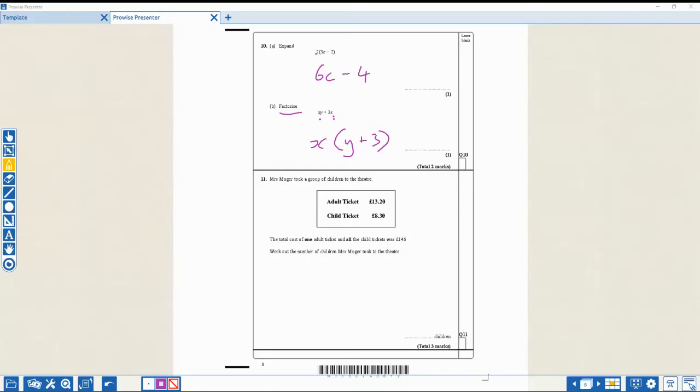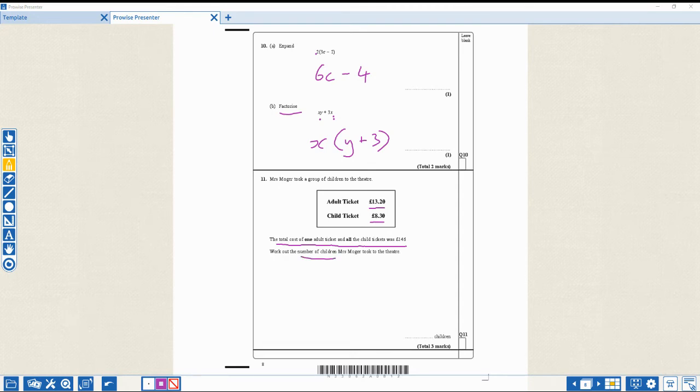Question number 11. It's about someone who takes some children to the theatre. We're told an adult ticket's £13.20, a child ticket's £8.30. We know the total cost of one adult ticket and all the child tickets was £146. We've got to work out the number of children that were taken to the theatre.